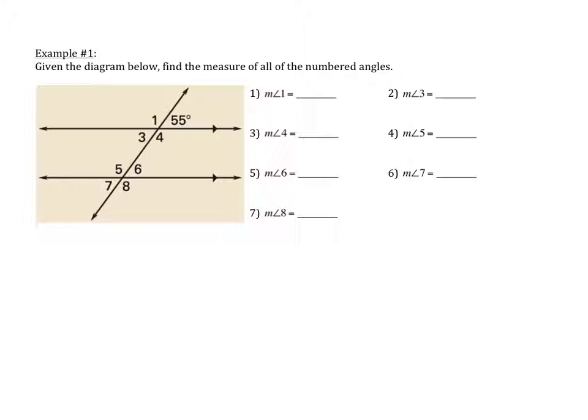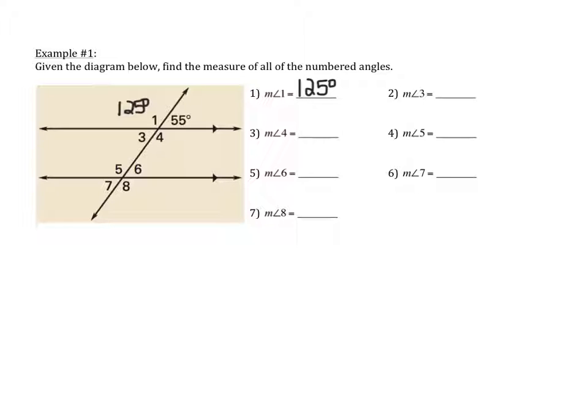Example number 1, given the diagram below, find the measure of all of the numbered angles. So they give us that this angle right here is 55 degrees. First, let's find the measure of angle 1. Notice that angle 1 and the 55-degree angle that we were given form a straight line. Therefore, I would find the measure of angle 1 by taking 180 minus 55. Therefore, the measure of angle 1 is 125 degrees. Notice I also wrote it in the diagram.